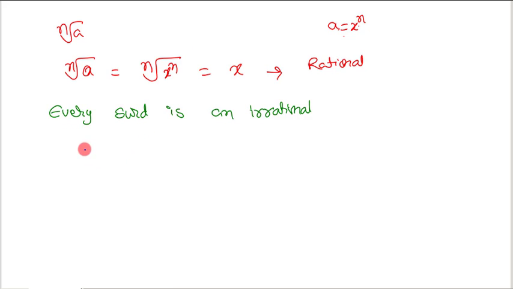If you take the square root of 2, it is a surd and an irrational number. But if you take the number pi, which is an irrational number, it is not a surd. Pi is not a surd, but pi is an irrational number. That's why every surd is an irrational number, but every irrational need not be a surd. Okay, now let us see the types of surds.